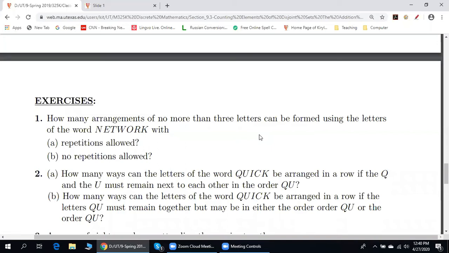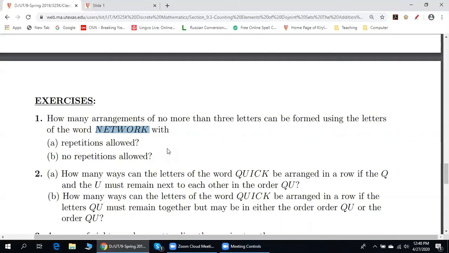So let us split this problem into 3 pieces. Here it says no more than 3 letters. No more than 3 letters means 1 letter, 2 letters, 3 letters. Let us start with 1 letter. How many 1 letter words can be formed from these letters? 7. How many 2 letters words?